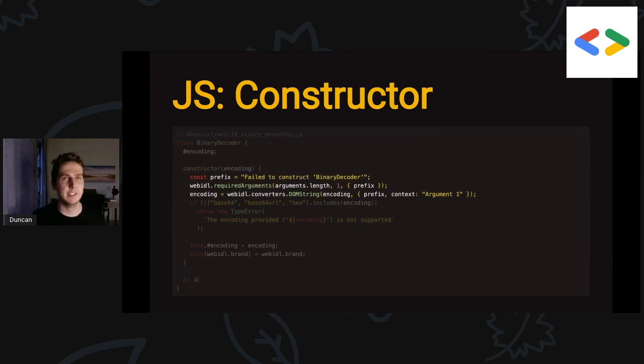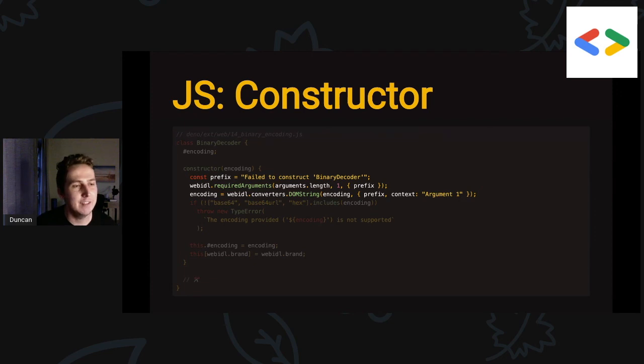And then we have this prefix for errors that can happen during construction that you normally see, like if you maybe pass the wrong argument through, and then you'll get a failed to construct error, and then it will mention what it failed to construct, in this case, binary decoder. We use another WebIDL helper, required argument. So this will assert that we are getting at least one argument. And then if not, it will error out with the prefix failed to construct binary decoder and mention that you didn't give enough arguments or something like that.